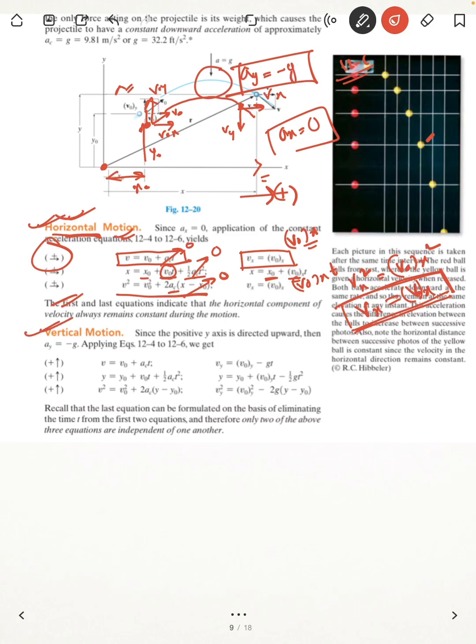And what about the vertical axis? In the vertical motion, you see this equation is the same. v is equal to v naught plus a_c t, y is equal to y naught plus v naught t plus half a_c t squared, and v squared is equal to v naught squared plus 2 a_c times y minus y naught. Okay, so y minus y naught is what? From here everything is calculated.